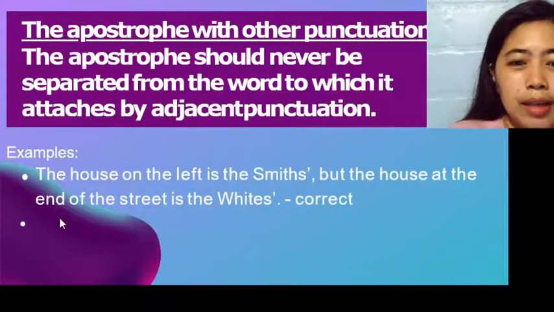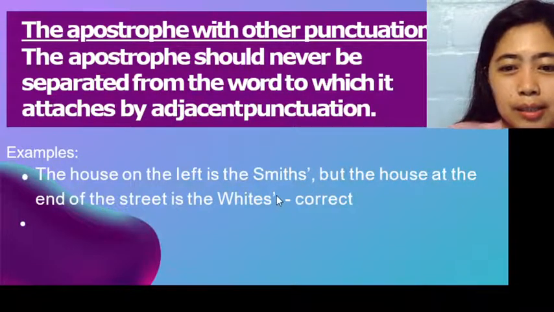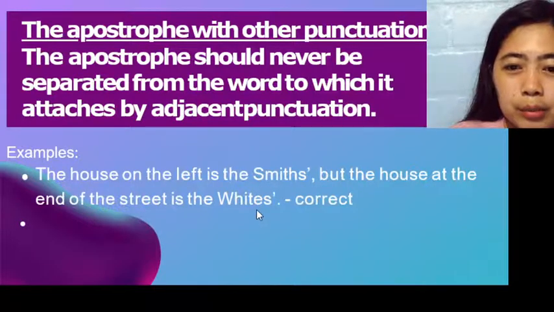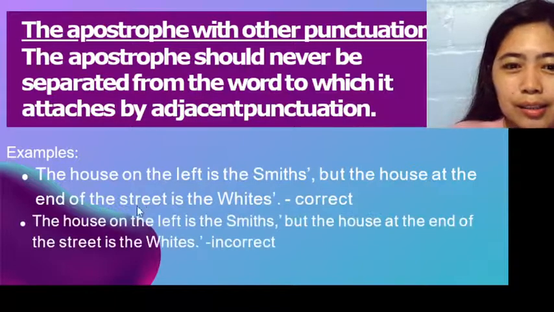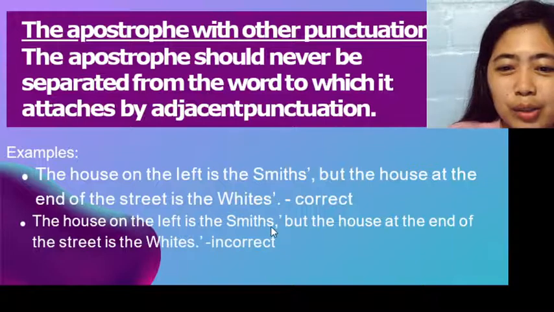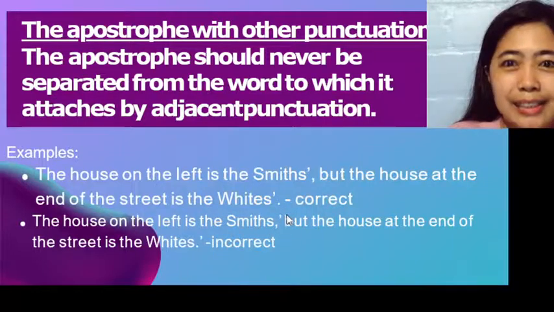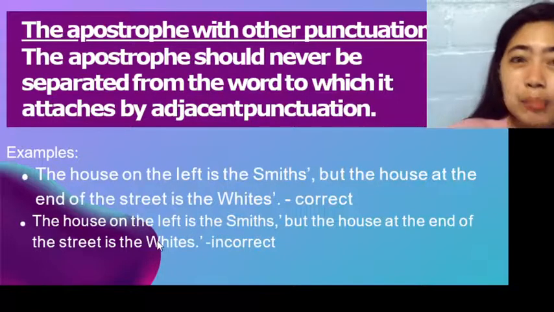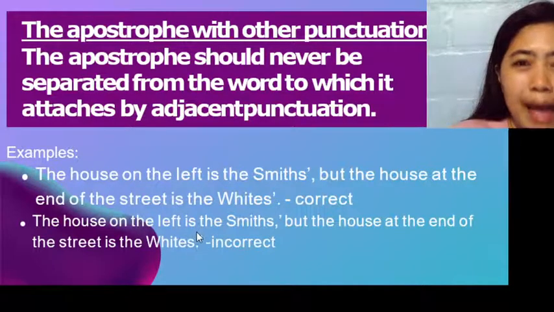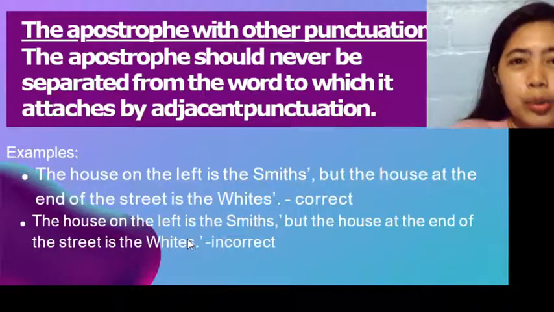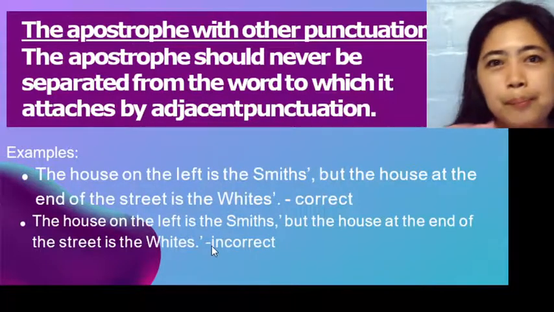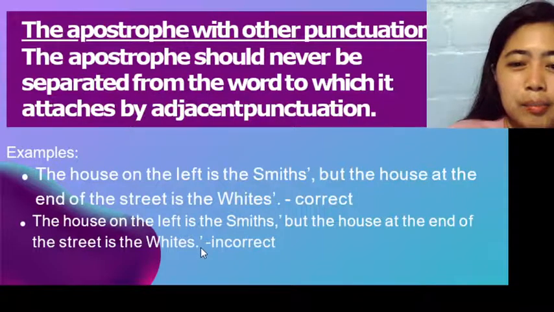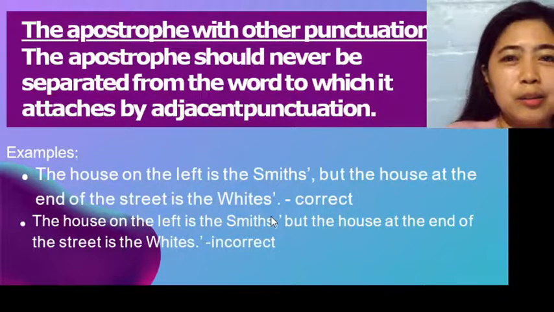Okay, but the house at the end of the street is the Whites'. Since the apostrophe is part of the word Whites', it should follow, not the other way around. Like this one: the house on the left is the Smiths, with the comma and then the apostrophe. It isn't that way. It's incorrect. The apostrophe is part of the possessive noun, so it should come after your s, or after your noun, and then be followed by your other punctuation, such as the period or the comma. I hope that helps.